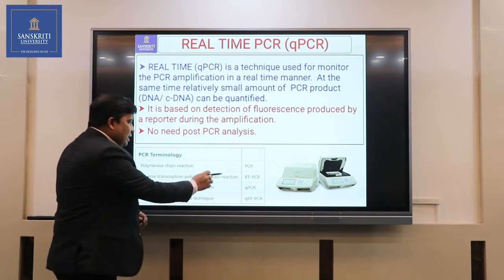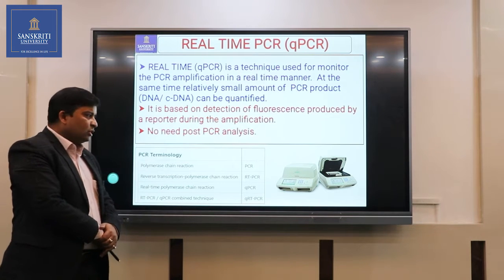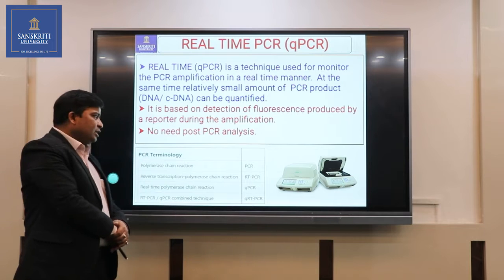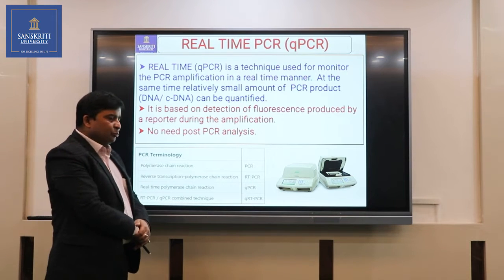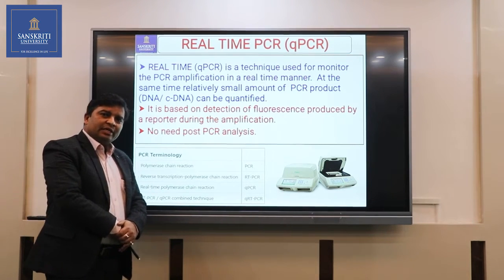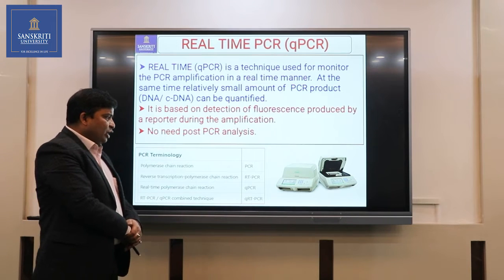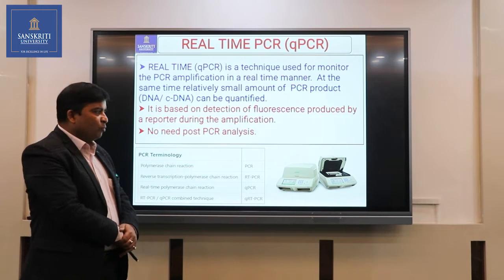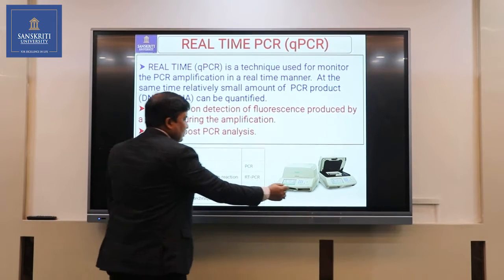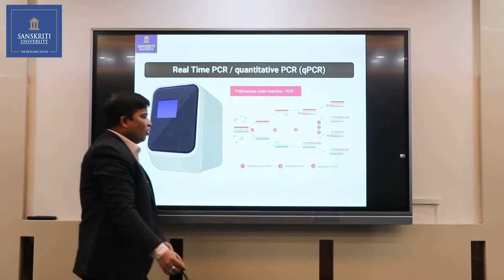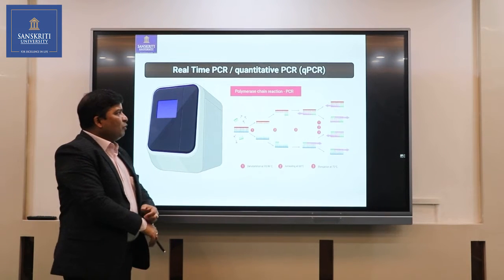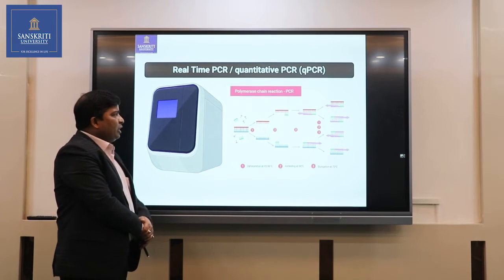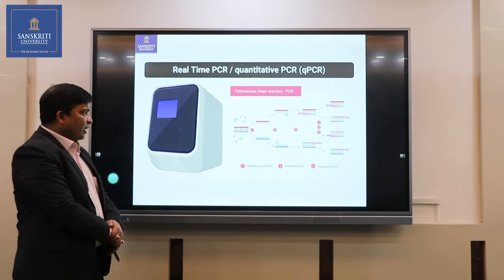Actually, RT-PCR is a two-step process. First is reverse transcription, and second is the PCR. In reverse transcription, we make cDNA from mRNA, and in PCR, we synthesize the double-stranded cDNA from the single-stranded cDNA. That's why we call it RT-PCR. Then we know about the different steps of polymerase chain reaction.